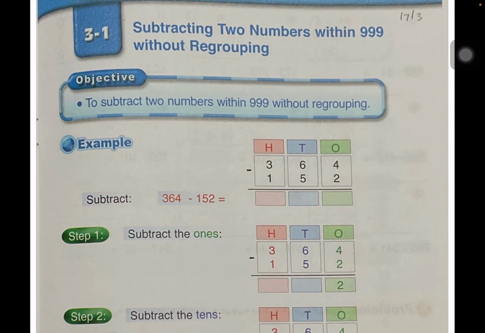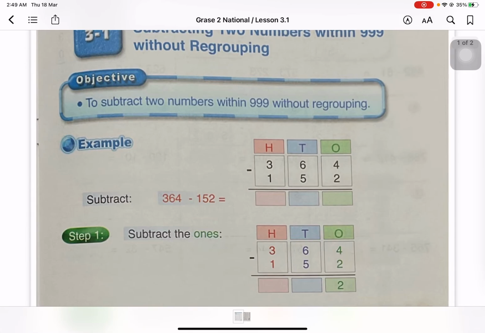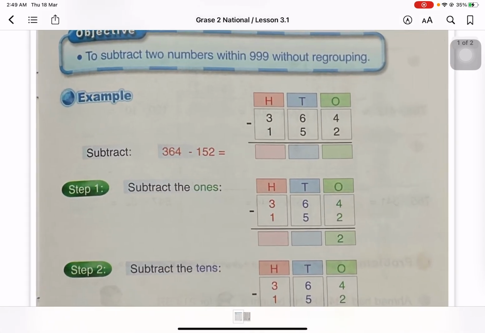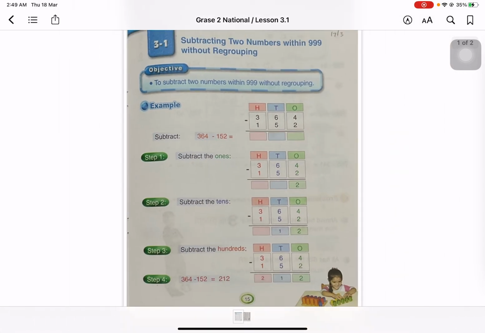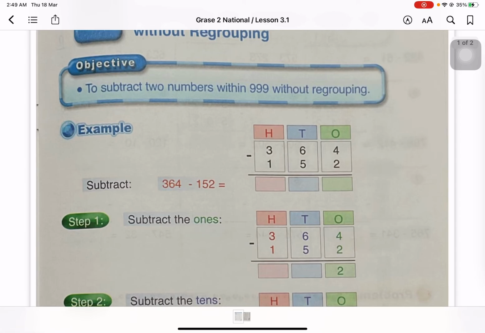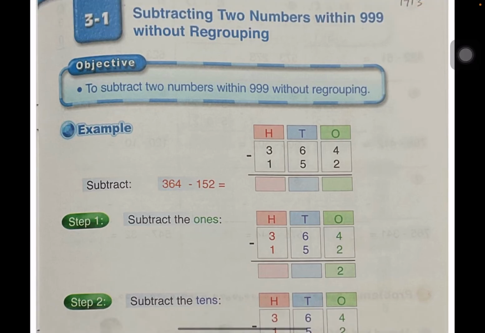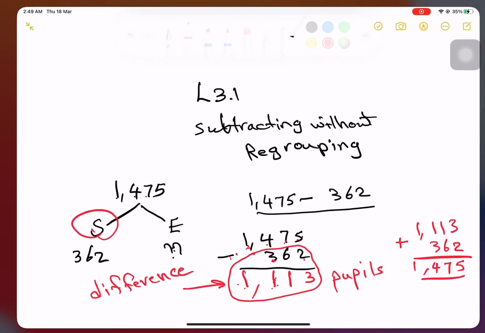If I write the question in this way, we call it horizontal. If I write the question this way, we call it vertical. So if you are afraid to make any mistakes, put your numbers under each other. So look here what we are going to do.